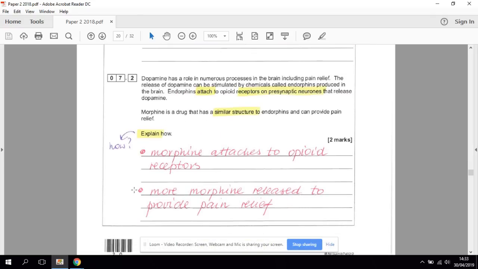7.2. So we've got that dopamine has a role in many processes in the brain, including pain relief, and the release of this can be stimulated by chemicals. And endorphins will attach, okay, to the receptors, and we need to explain how, using the information that morphine is a drug that has a similar structure. So that means what? How? Okay, so the morphine will attach to the receptors, and more dopamine will be released to provide pain relief, which we can see from the question here.